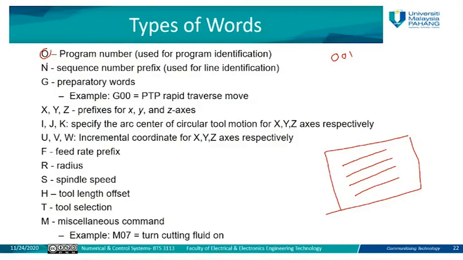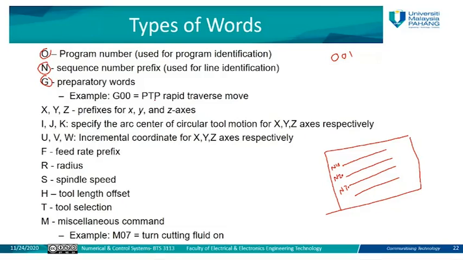The second is the sequence that we mentioned before, and the sequence represents the line number. So this is N10, N20, N30, or N1, N2, N3, depending on what sequence you want to use. This is used to define the line number or the block number. Then we have the letter G, and we say this letter G is the main part, which is used for preparatory functions or preparatory words. So we have G00, G01, G02, G03, and so on. We are going to see what each number means.